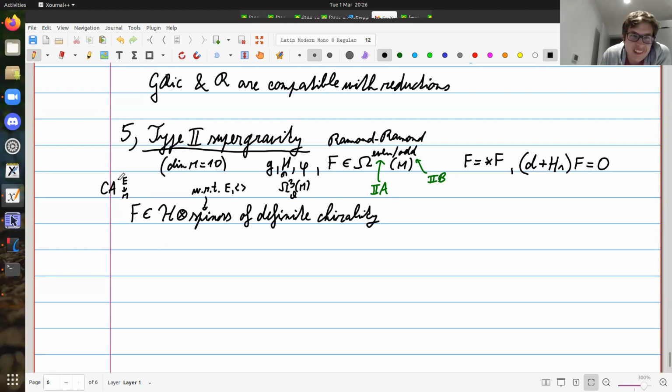And crucially, on an exact Courant algebroid, half densities... if E is exact, which means that you can non-canonically associate it with TM plus T star M.